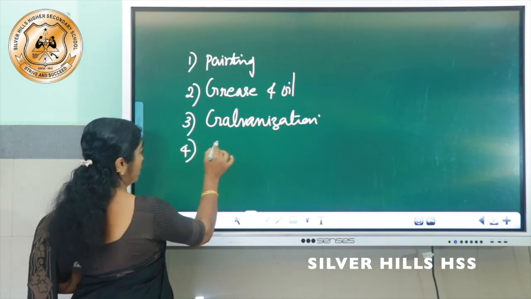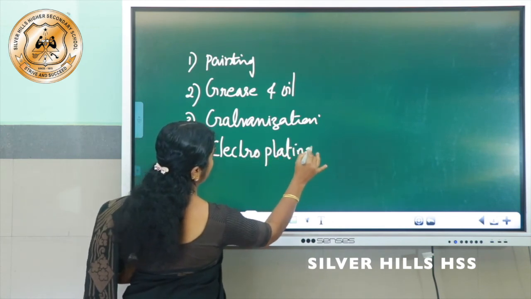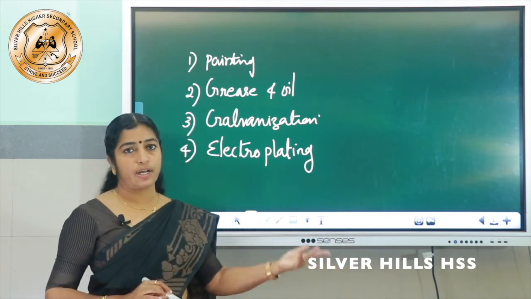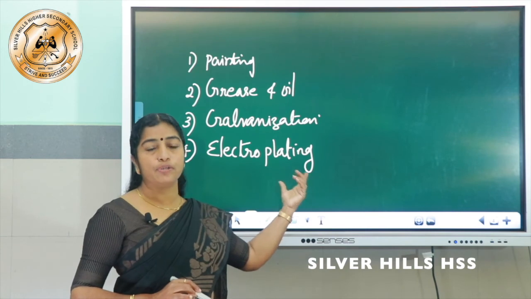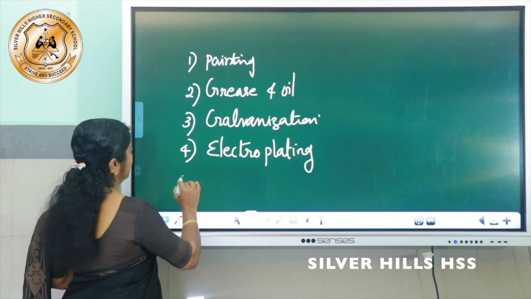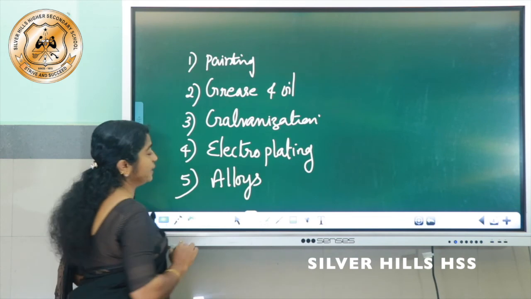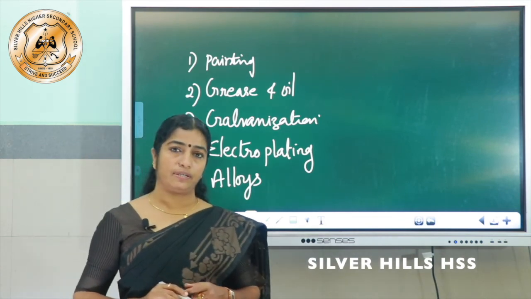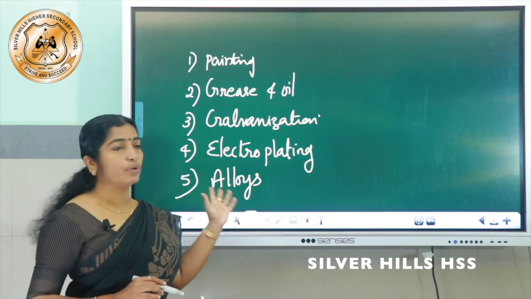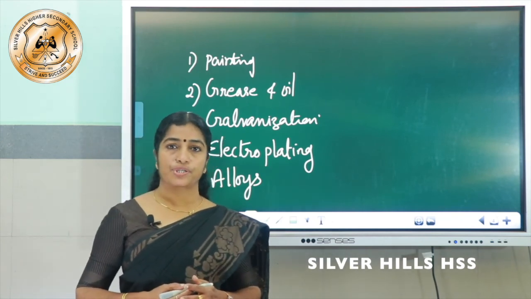Then electroplating is another method. Through electroplating, that is plating a metal on another metal through electrolysis, iron can be protected. Usually chromium is used to plate on iron. Then converting into alloys, alloying. By converting iron into alloys we can prevent corrosion. Converting iron into steel we can prevent corrosion of iron. So these are the different methods usually used to prevent corrosion of iron.